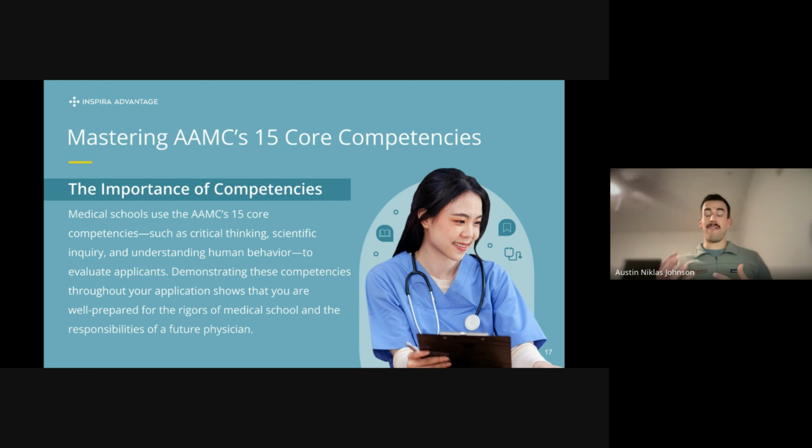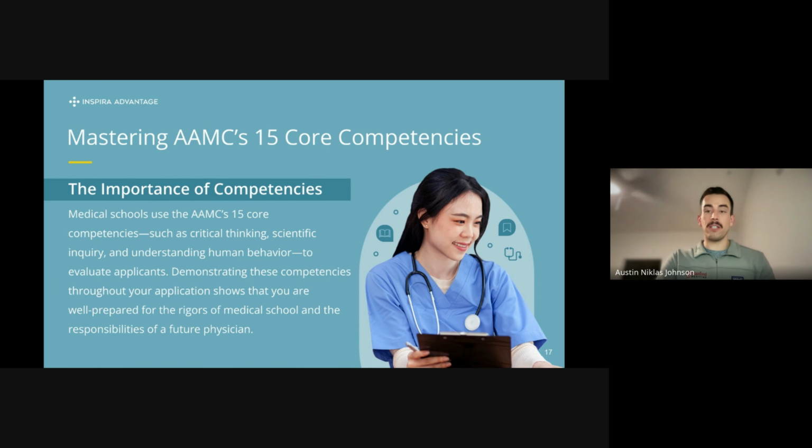And this is why you need every element of the application, from the personal statement to the letters of recommendation to the work and activities section, because 15 is a lot. And you're not tasked with explicitly identifying and showing an experience that shows each one of these. It's more so a web, much like the narrative that you start to weave.